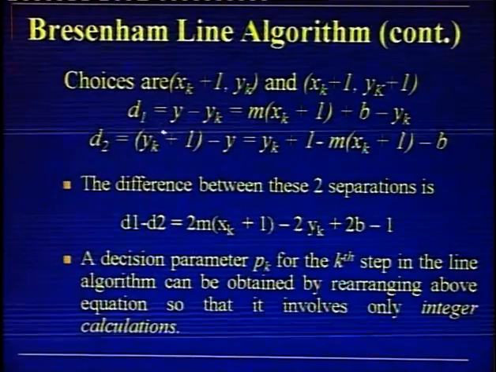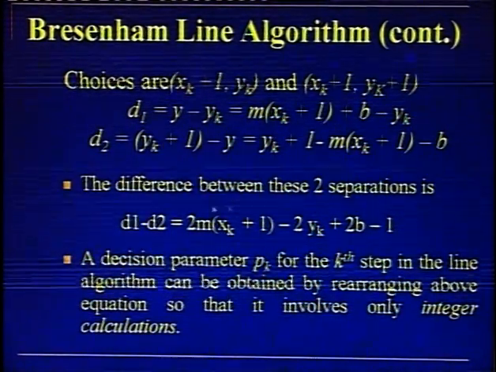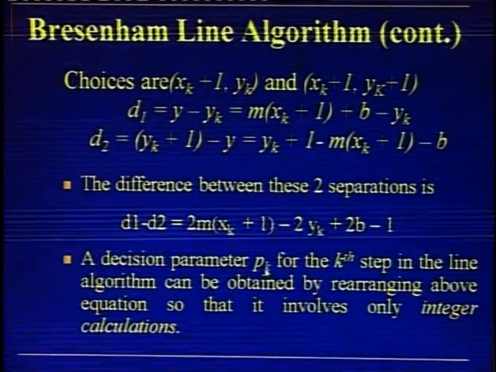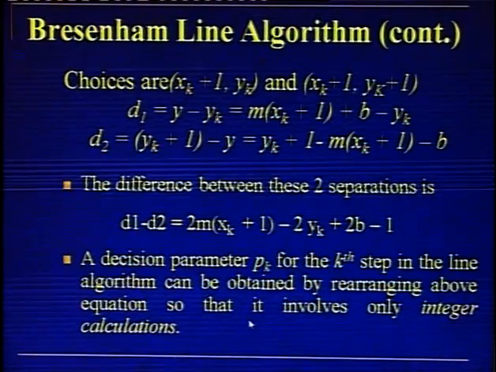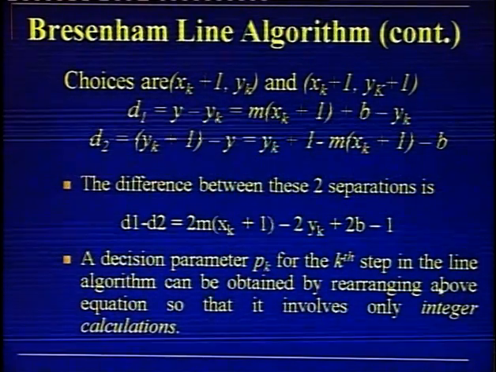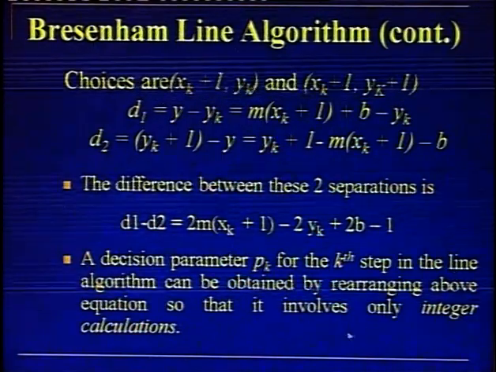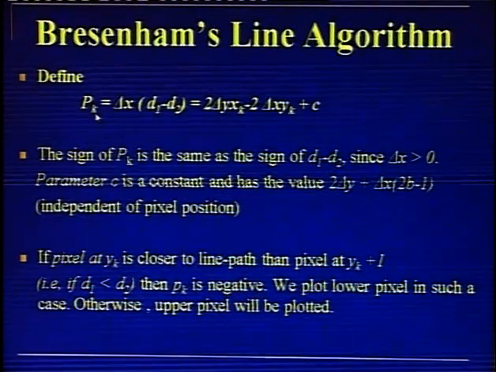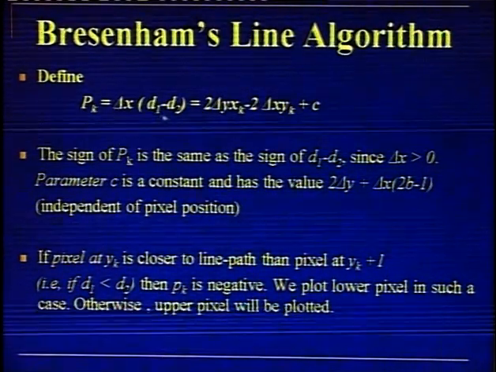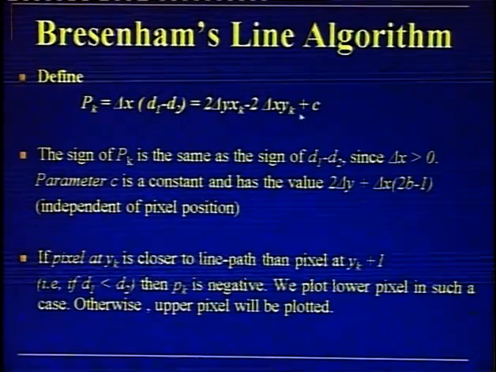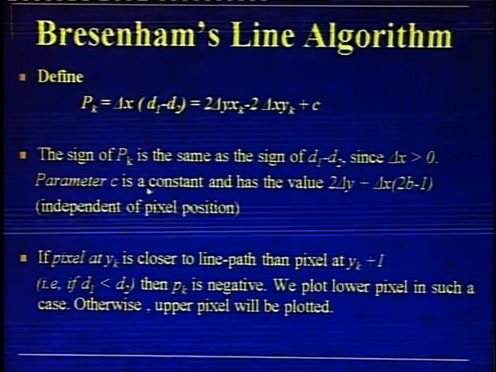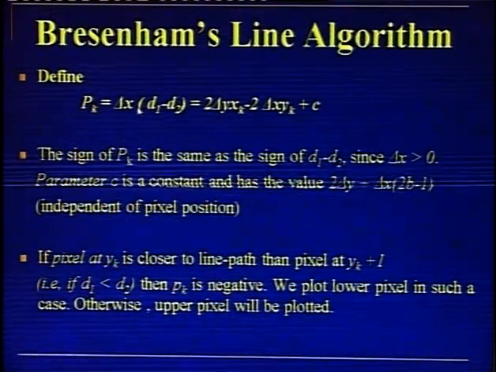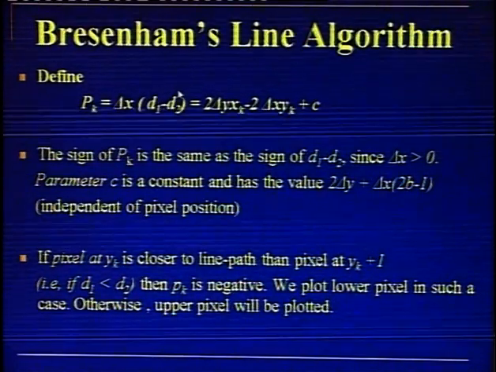D1 and D2 I have already told you. The difference can be calculated as this, and the decision parameter for the kth step in the line algorithm can be obtained by rearranging the above equation so that it involves only integer calculations. Pk is defined as delta x into d1 minus d2. The equation will be like this. The sign of pk is the same as the sign of d1 minus d2.